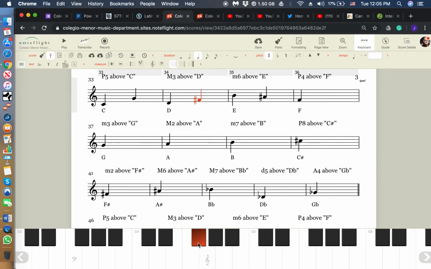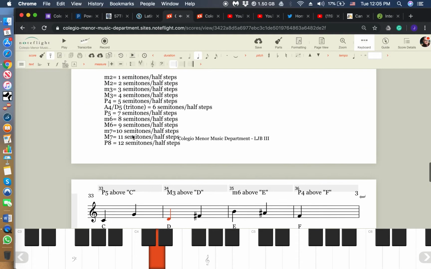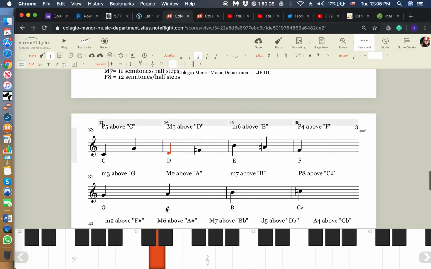Remember, this can't be G flat. It has to be F sharp. Why? Because it said a third. And so a third is 4 semitones or half steps. 1, 2, 3, 4. Yeah? And it wants a type of third, not a type of fourth. And that's how that is created.